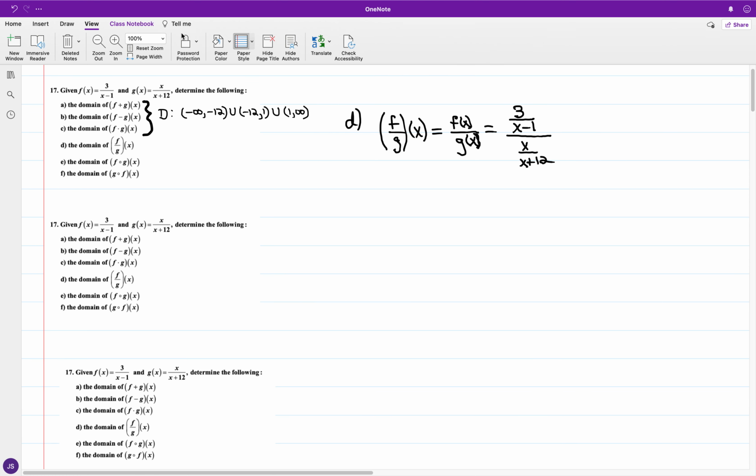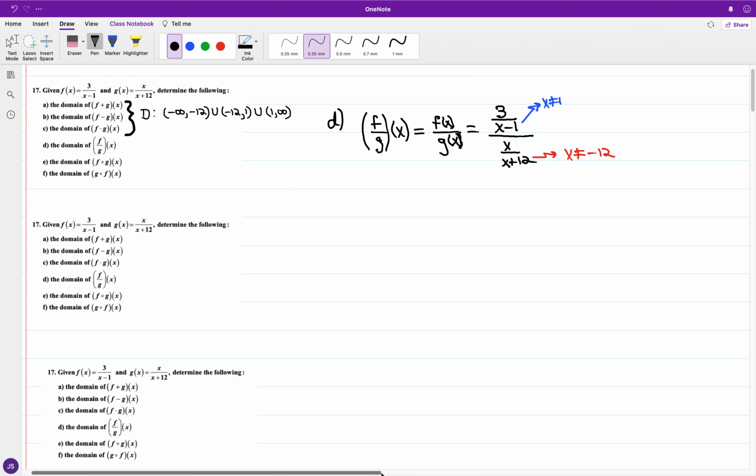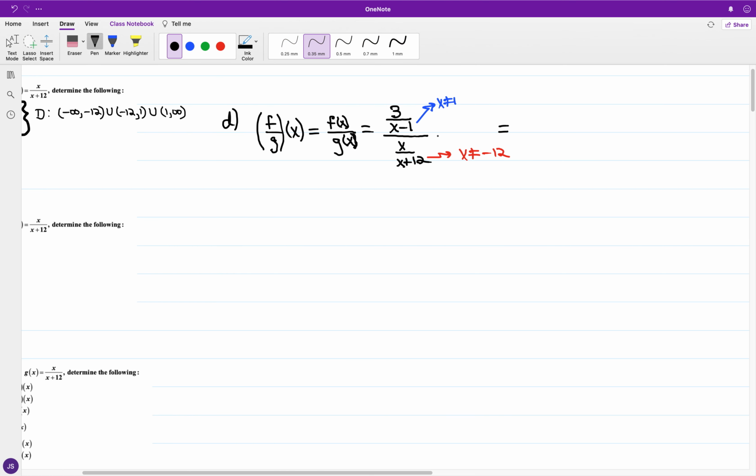Right now, to keep f of x defined, x cannot be equal to 1. And to keep g of x defined, g of x is its own rational function, and to keep the denominator from equaling 0, x cannot be negative 12. In the setup, I have a fraction over a fraction, and undoing the division by x over x plus 12, I can just multiply the top fraction by the reciprocal of the bottom fraction.